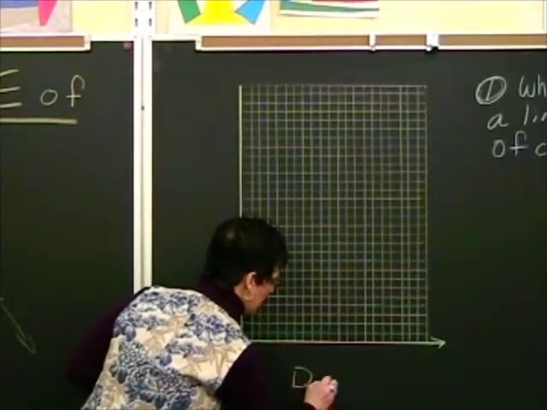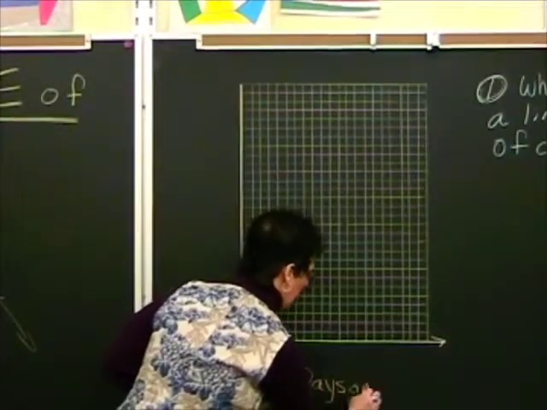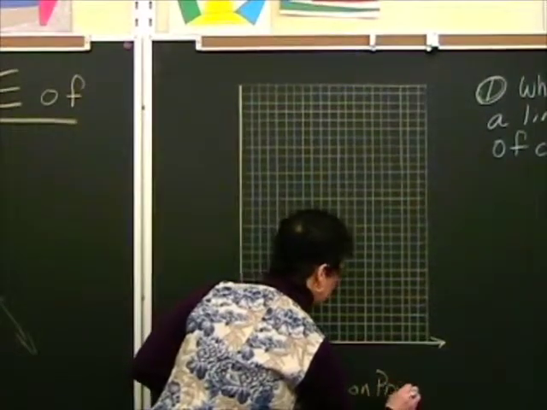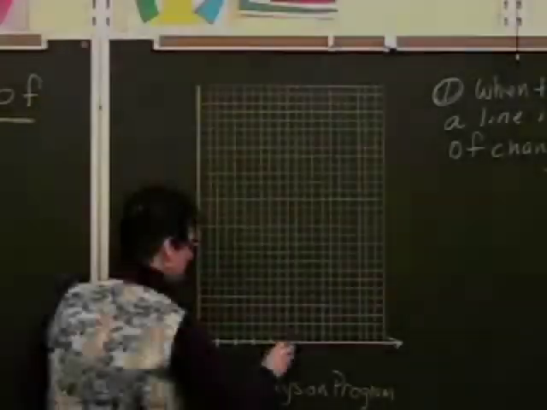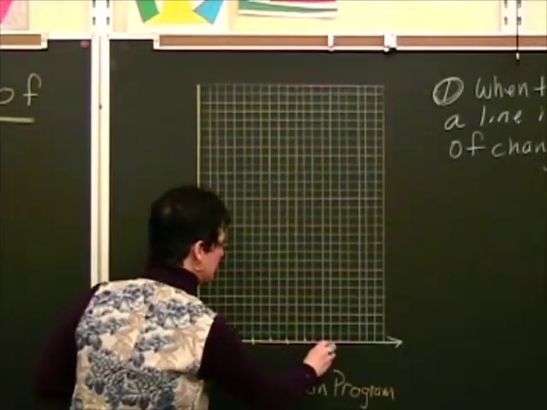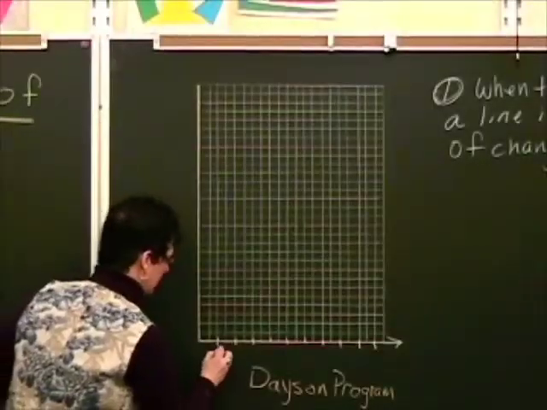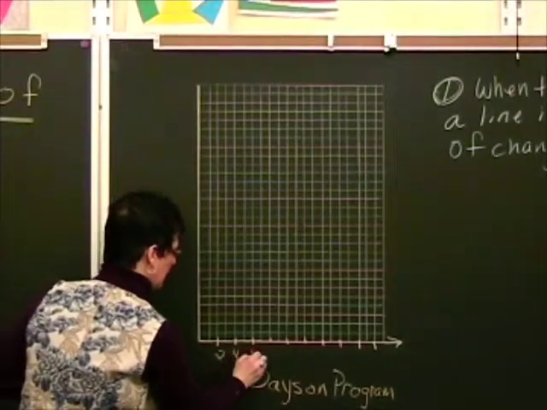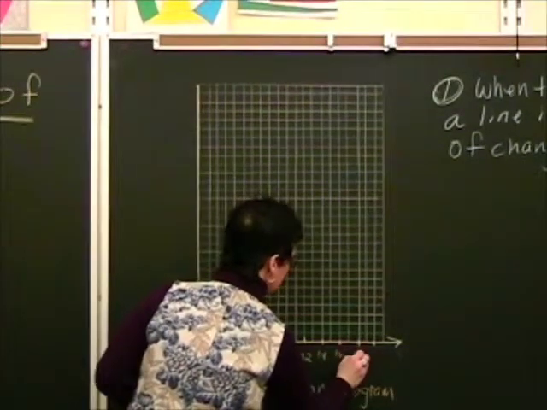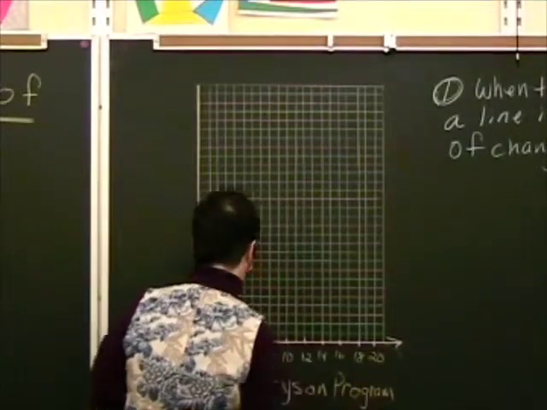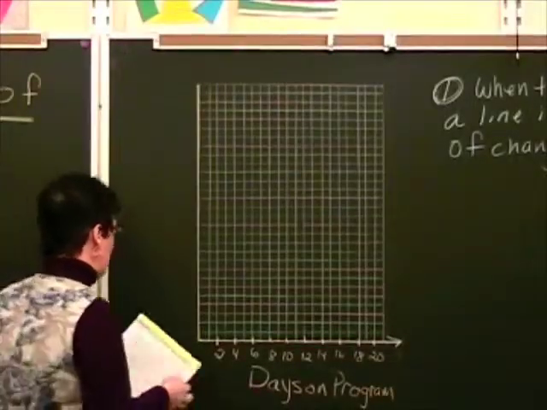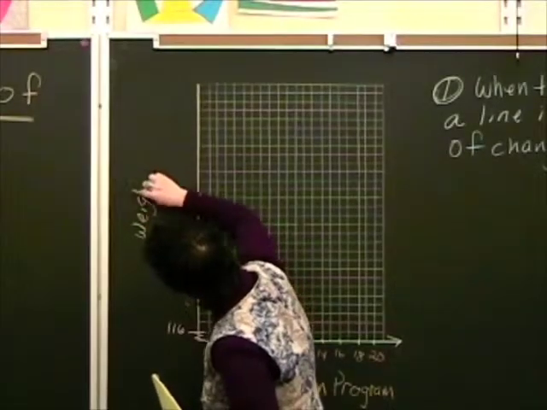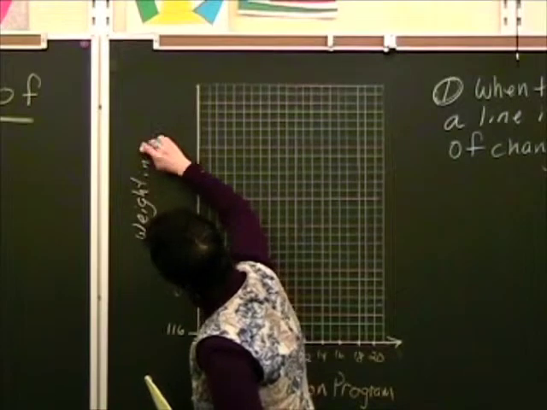Okay, let's begin our graph with the horizontal axis as days on the program. And we'll go ahead and calibrate this with the unit being 1 day. But I'm only going to label every other unit here just so that the numbers don't get all smushed together on the graph. All right, and now we're going to calibrate the y-axis as weight in pounds.